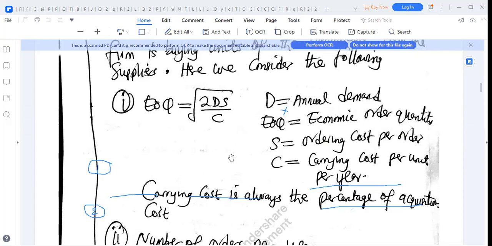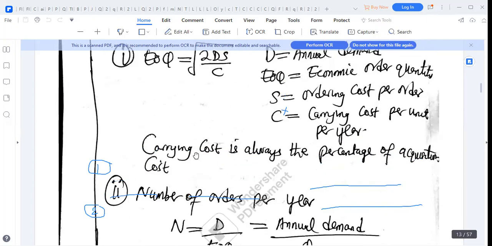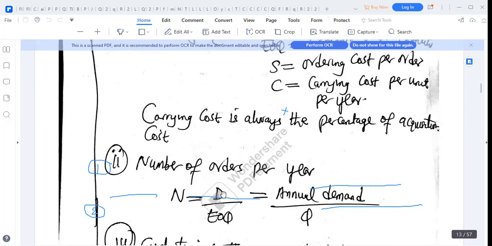This is the first formula, for economic order quantity. Now we get down to the second formula, which is the number of orders per year. Number of orders per year is equal to D, which is annual demand, divided by EOQ, the economic order quantity. So the number of orders per year is annual demand divided by Q.